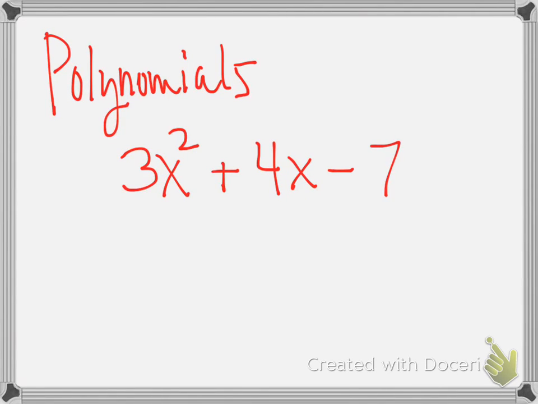This is a polynomial. It has three terms. This 3x squared is the first term, 4x would be the second term, and then negative 7 would be the third term, and the constant. Alright.